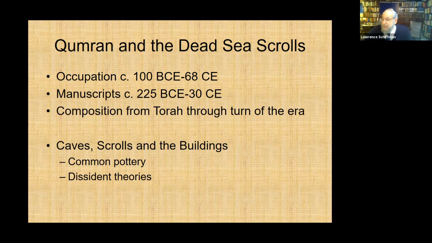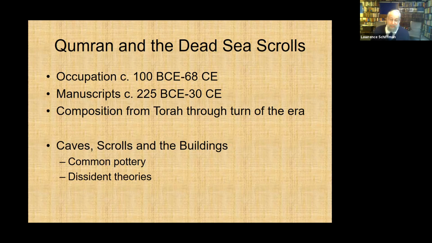The place was occupied between about 100 BCE and 68 CE. There are all kinds of theories of what the site might have been beforehand. There were some buildings that may have existed, but there certainly were some remnants also of an 8th century BCE, that means a period of the kings of Judea, some type of installation there, which included a round cistern, which is quite significant. But at any rate, the manuscripts date from anywhere between 225 BCE and 30 CE.